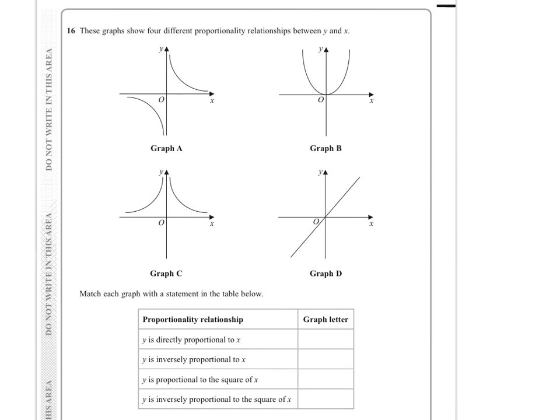Question 16. These graphs show 4 different proportionality relationships between y and x. Well, let's have a look at this one first. This seems to be the easiest one, and it seems to say here that as x increases, so does y. And there seems to be a direct relationship between x and y. So let's have a look for that. Here we go. Y is directly proportional to x. So we can definitely say that that is D.